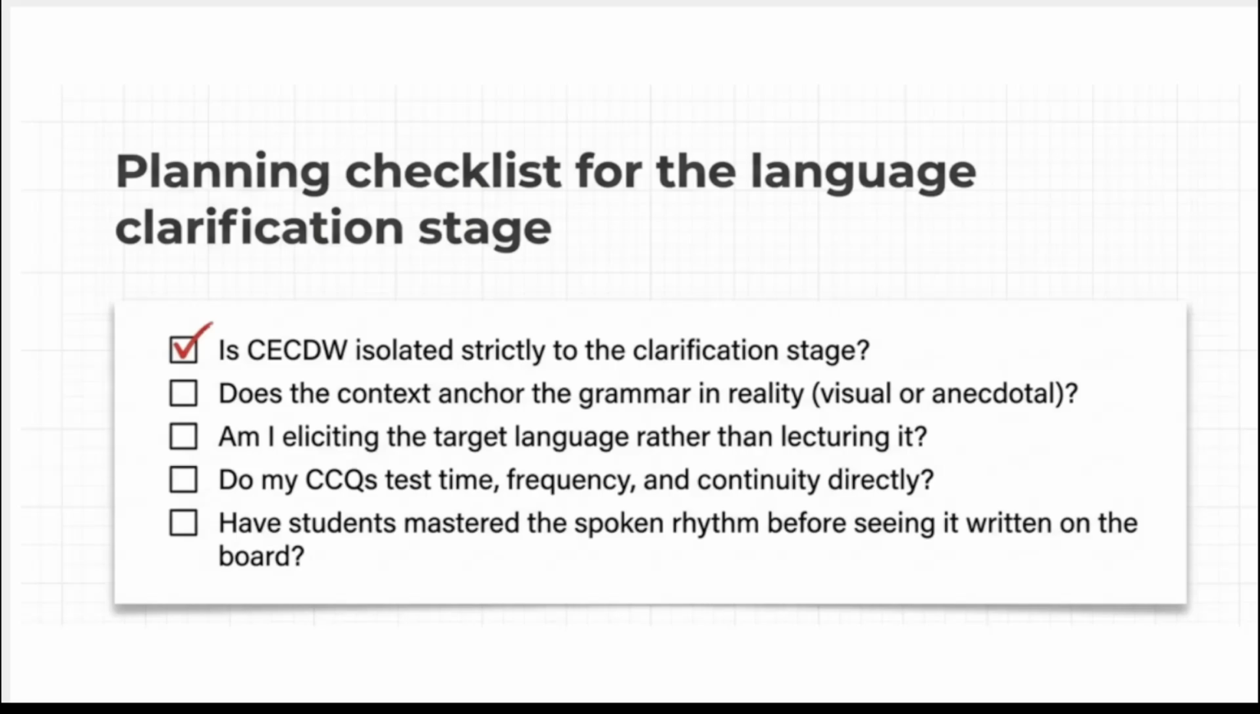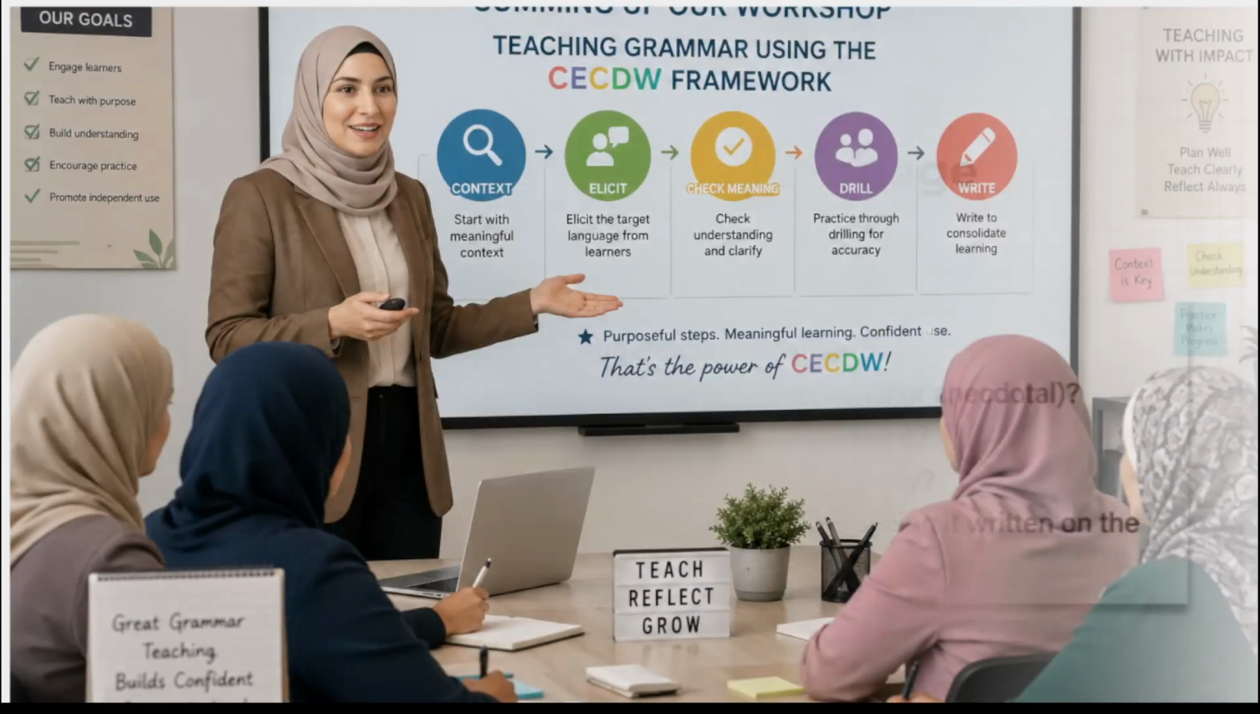Question 4. Do my CCQs test the important meaning dimensions? Depending on the grammar point, these might include time, frequency, duration, completion, possibility, obligation, habit, or current relevance. Don't use CCQs just because they are part of a methodology. Use them because they help you discover whether students understand. Question 5. Have students had enough opportunity to hear and produce the language before I write the structure? Remember the overall progression: meaning first, sound next, form last.